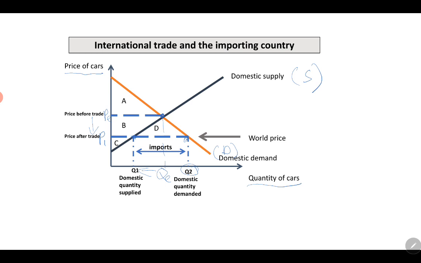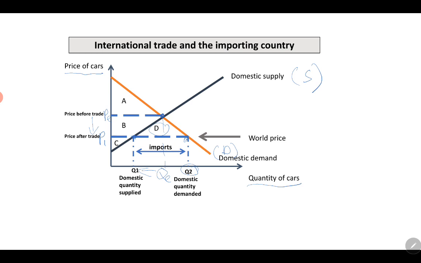So the difference is what we import, because the domestic demand is Q2 but domestic supply is only Q1. So the difference is what we import. So area D is what we gain from import.